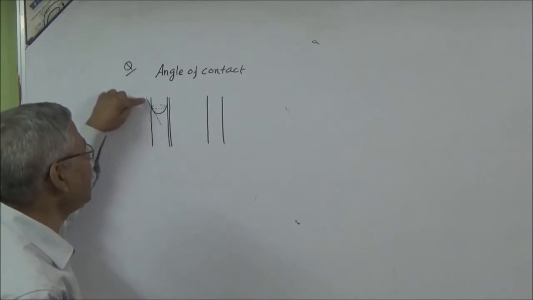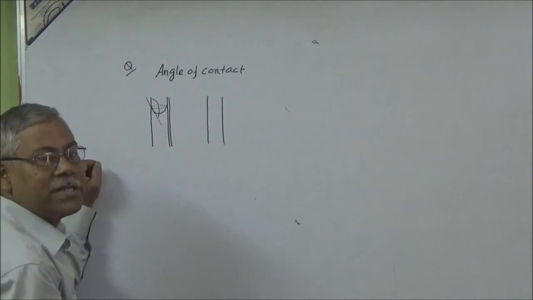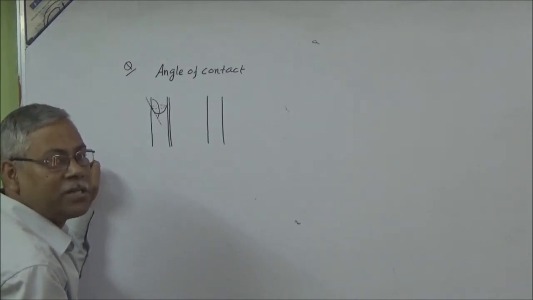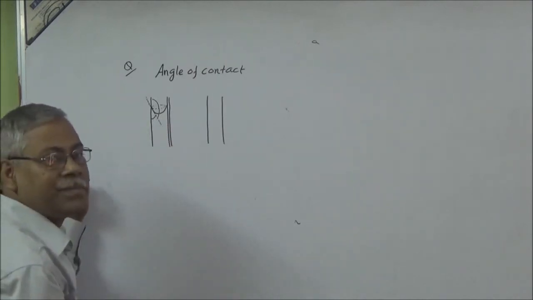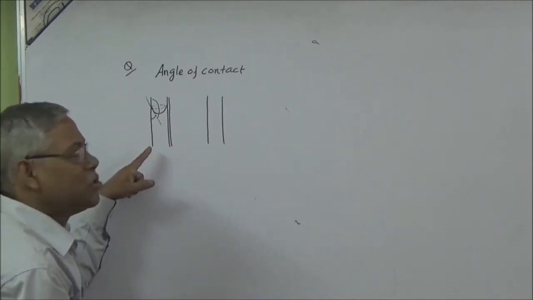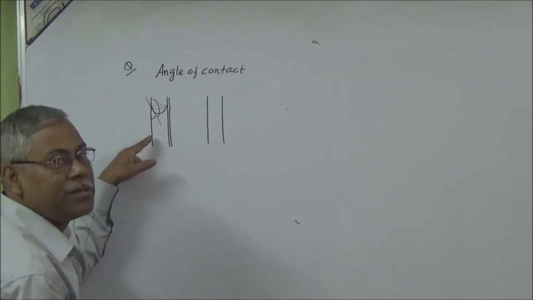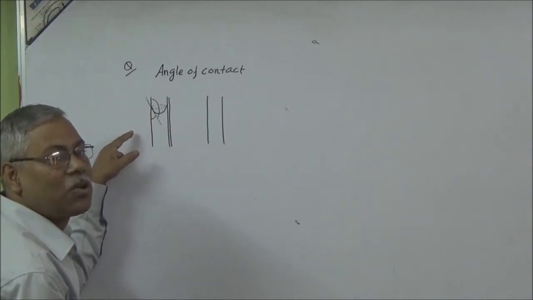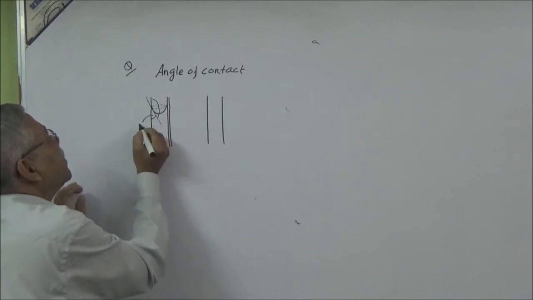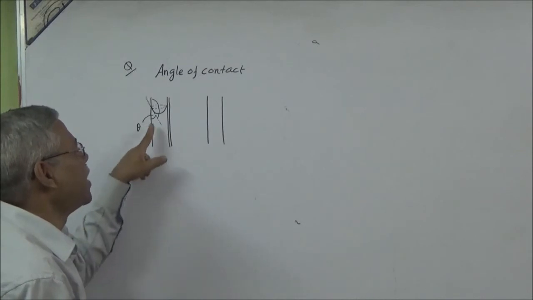This is the tangent. You may consider this angle, but this is not inside the liquid. You may consider this angle, this is inside the liquid. So the angle made by this tangent with the surface of the solid, and such angle being inside the liquid, is called the angle of contact. So this is the angle of contact.